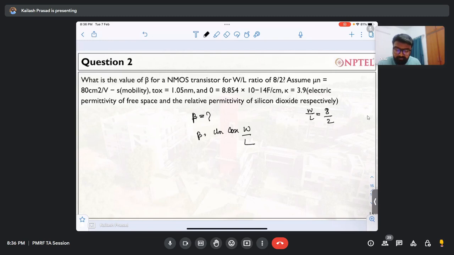This is, I think, 1.28. This one. But otherwise, the W by L ratio is different, sir. If we solve it that way, 8 by 2, then it is not matched with the given answer. So what to do now?